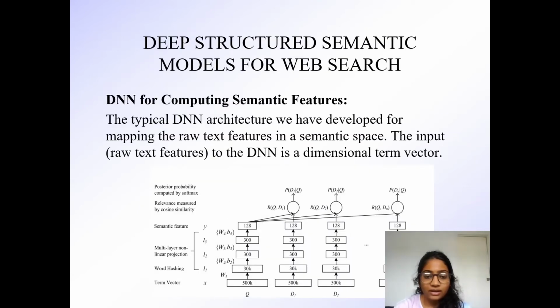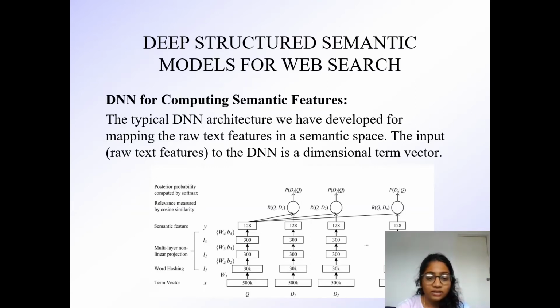Deep structured semantic models for web search. DNN for computing semantic features. This is the typical DNN architecture we have developed for mapping raw text features into a semantic space. The input to the DNN is a high-dimensional term vector. The figure shows an illustration of the DSSM. It uses a DNN to map high-dimensional sparse text features into low-dimensional dense features in a semantic space.